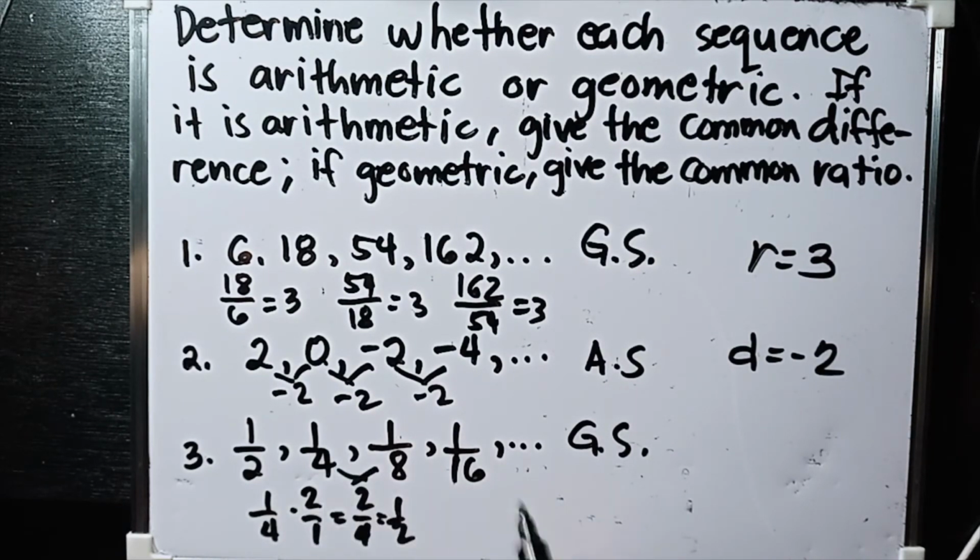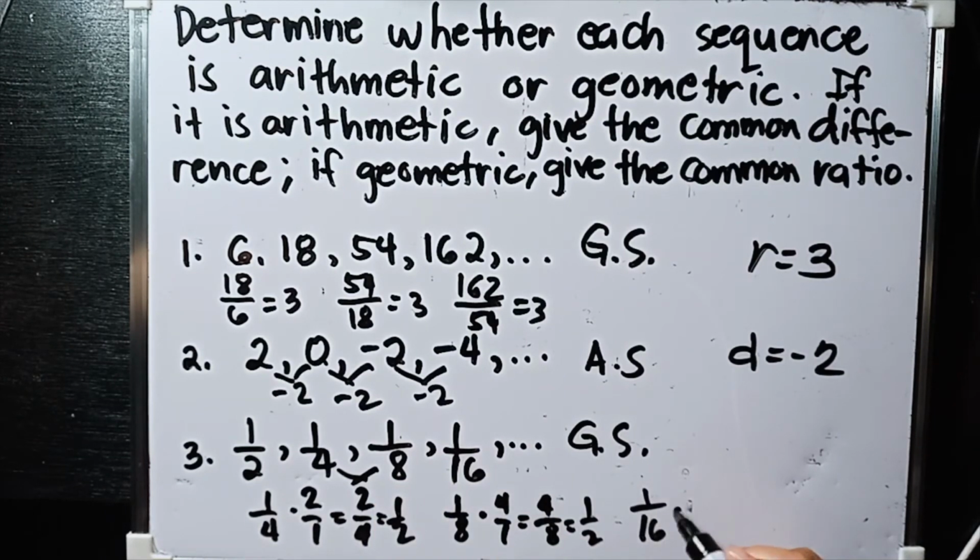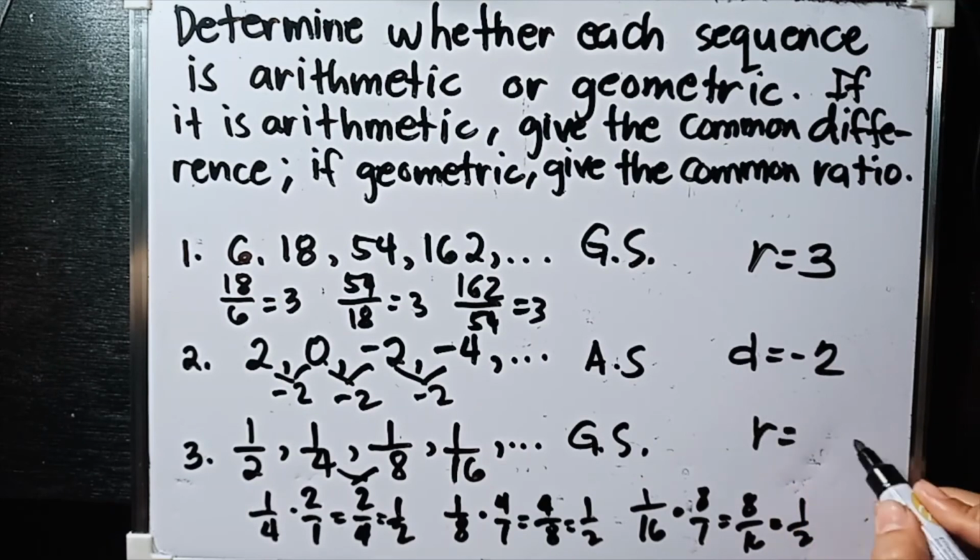How about for this 2? 1/8 times the reciprocal of 1/4, which is 4 over 1, or 4 over 8, lowest term is 1/2. How about this one? 1 over 16 times the reciprocal of 1/8 is 8 over 1, or 8 over 16, 1/2. Common ratio is 1/2.